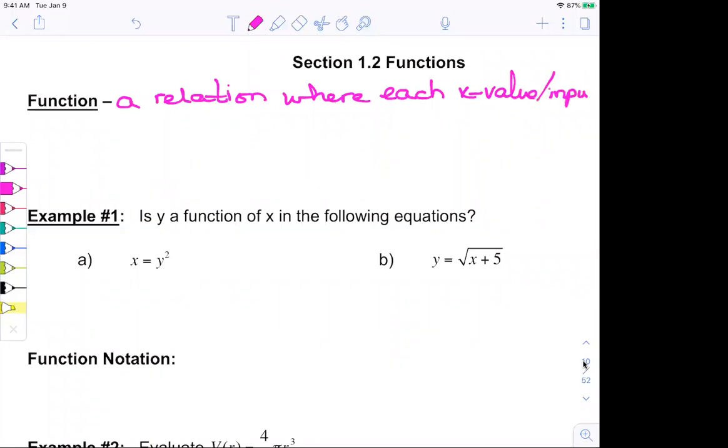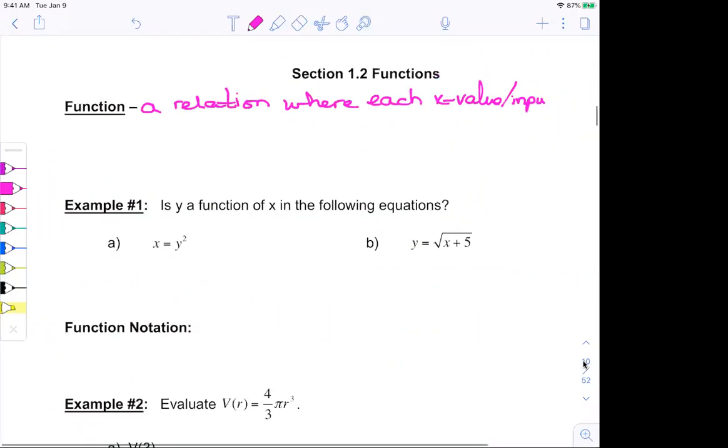And then what did you say about the x value, Jack? Or the input? Every input only has one output.